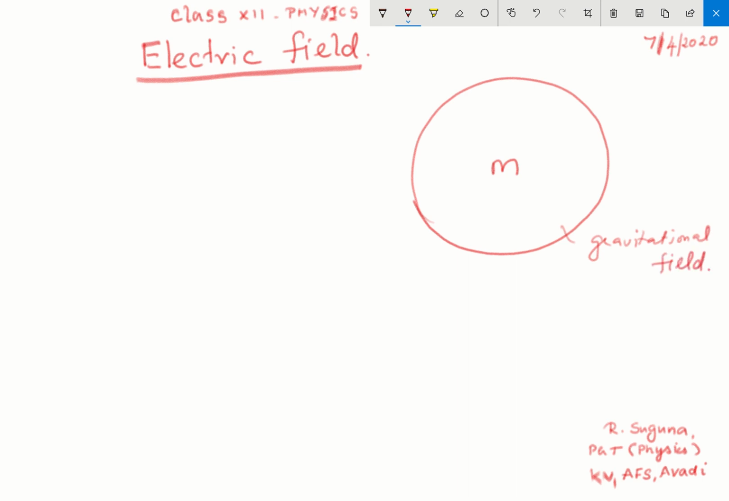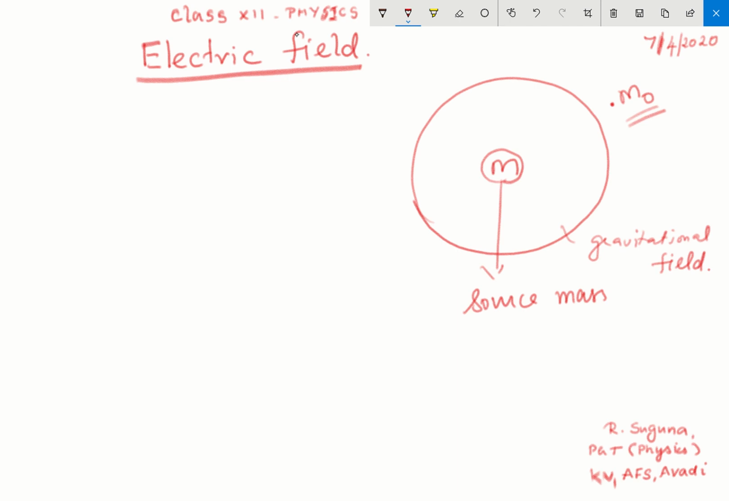A more proper definition: gravitational field is the space around any body within which its force of attraction can be felt by any other body having certain mass, that is m0. Here, this body of mass m is what is called the source mass. I think you have seen this source mass last year. Why source mass? Because it produces the gravitational field.